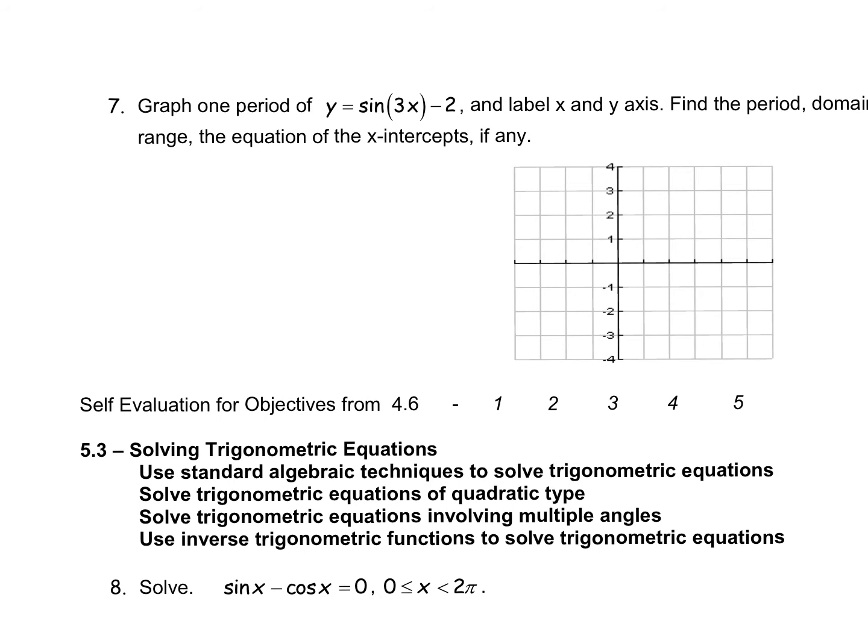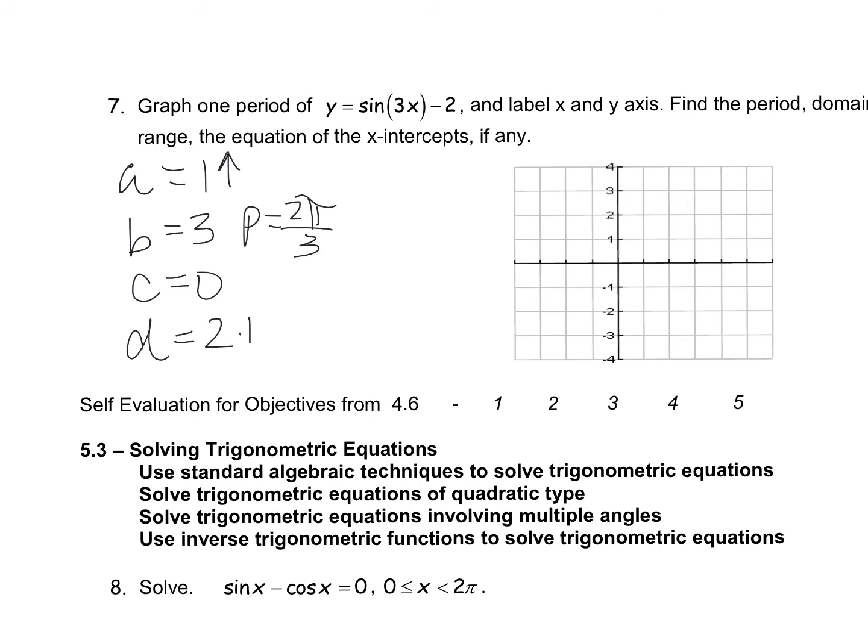Okay, so now move on to graphing a sine graph. First, let's go ahead and find our ABCD. A is going to be 1 up, since it's not negative out front. B is 3, so that gives us a period of 2 pi over 3. C is 0, and then D is, I'm going to go like this, 2 down.